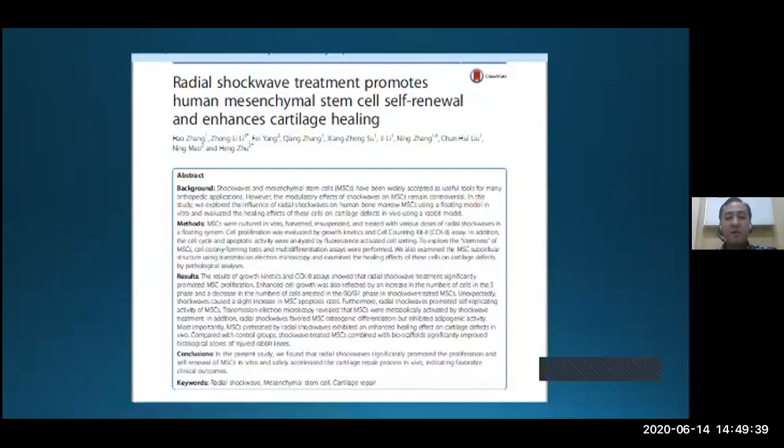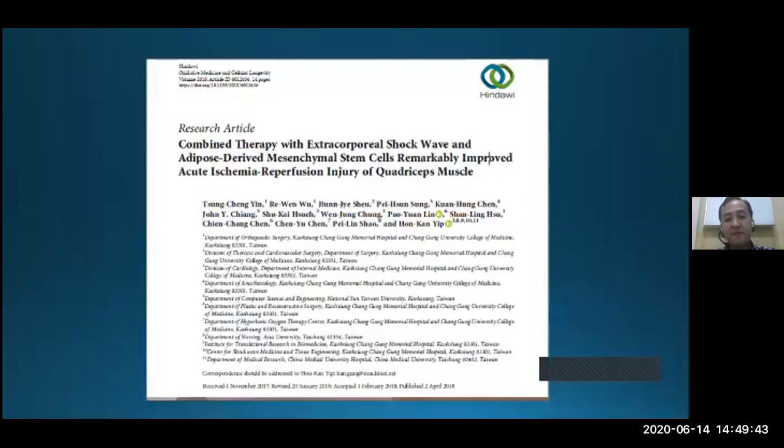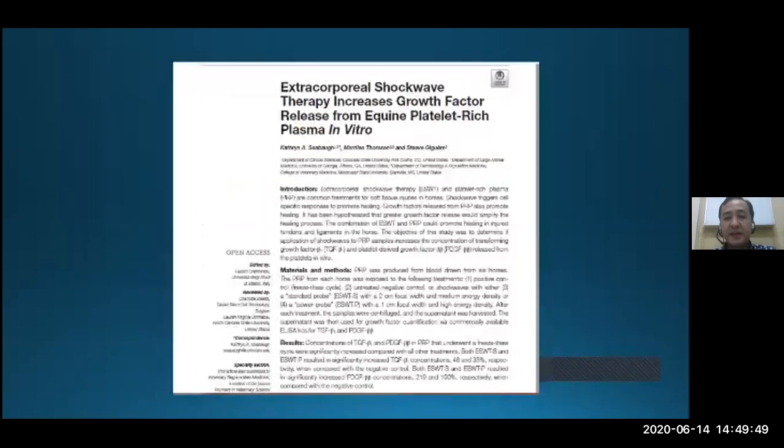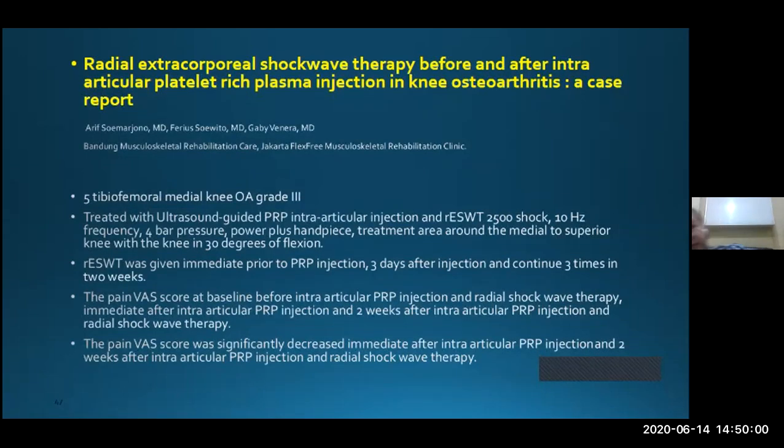And this is the combined treatment with shockwave and adipose derived mesenchymal stem cells. And this is extracorporeal shockwave therapy increasing growth factor release from equine platelet-rich plasma in vitro. And this is my case study. I'm using shockwave before and after intra-articular PRP injection in knee osteoarthritis.